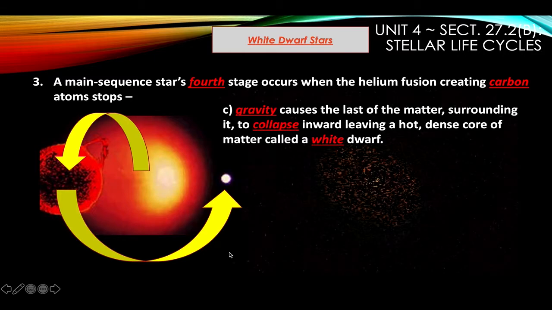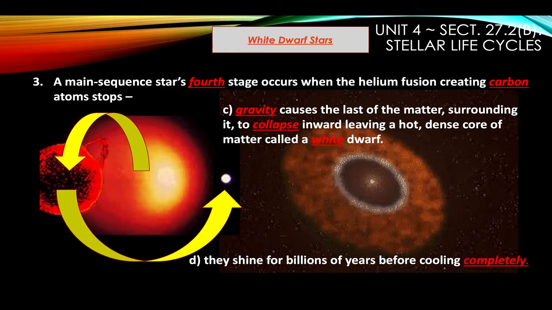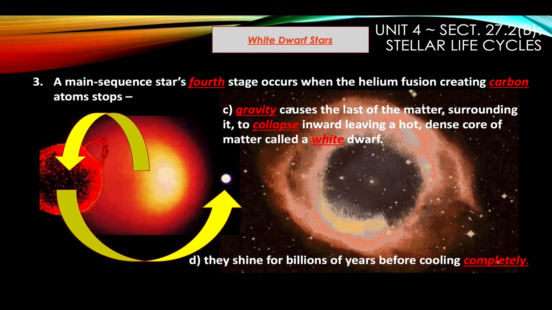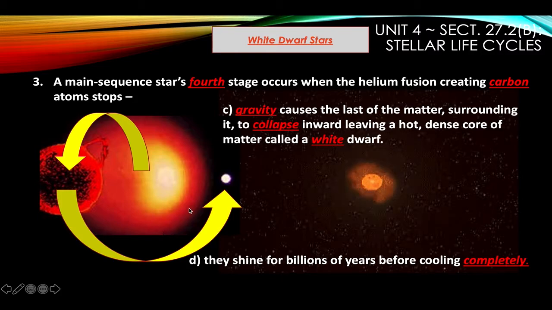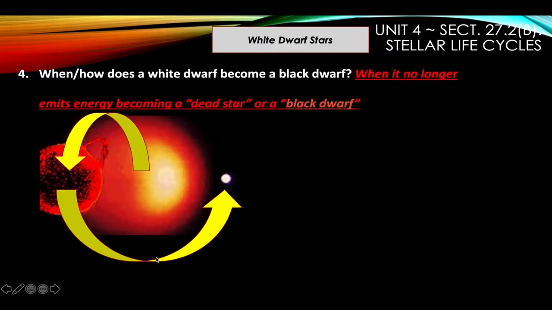Gravity causes the last of this matter surrounding it to collapse inward and leaves a hot, dense core. And we call this a white dwarf. And these guys can shine for billions of years before cooling completely. So it's not a fast process. So if it's even 10 billion, these things can last as that little hot core for billions beyond that. And we'll stop at this point. We've got the 4 stages, but a white dwarf becomes a black dwarf when it no longer emits energy. It becomes what's called a dead star or black dwarf.